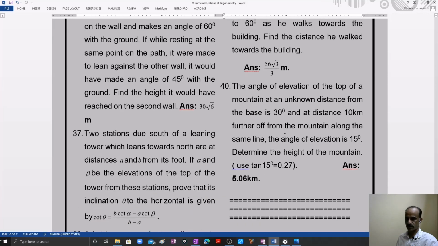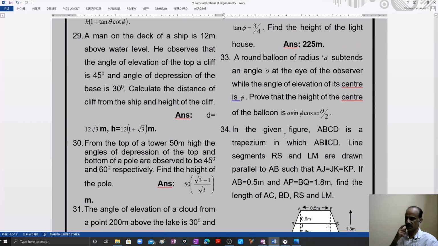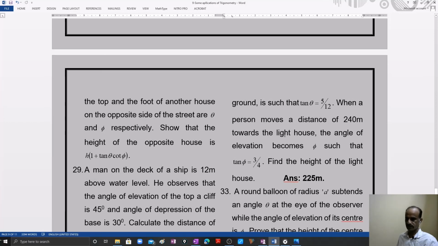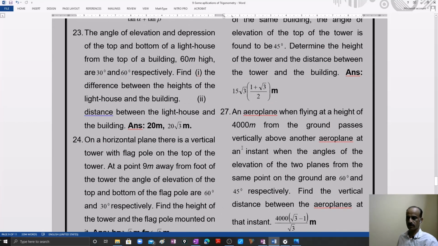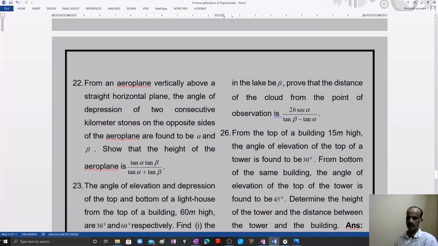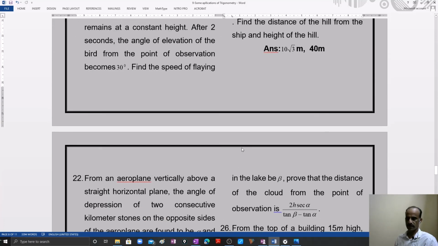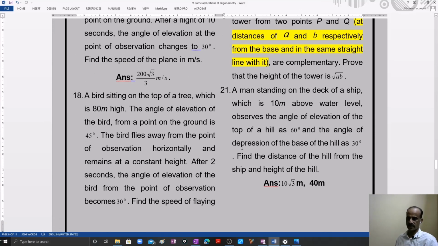You don't need to do those questions. Try these questions one by one, up to 28. You don't need to go beyond that. And if there is any doubt, we will discuss in a separate session. Okay.